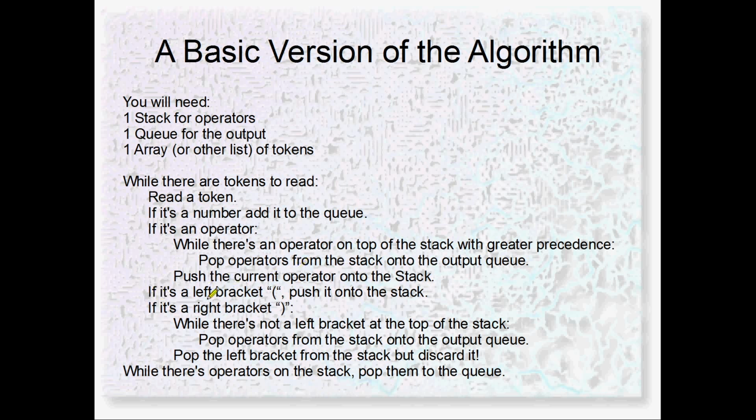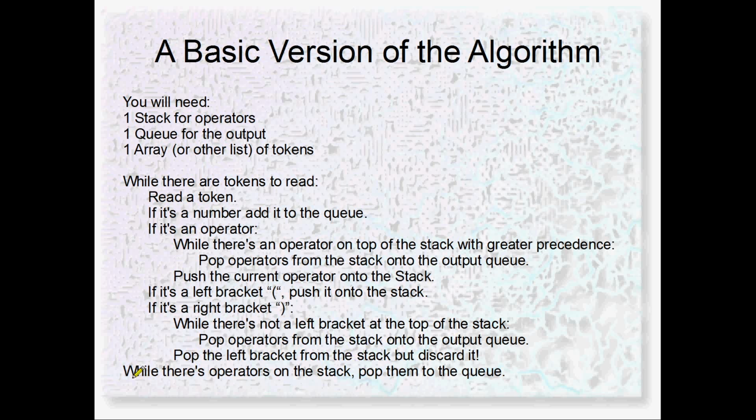Pretty good. Okay, if there's a left bracket, we don't count brackets as operators in the shunting yard. We count them as separate entities. So if the token that we read was a left bracket, we push it onto the stack. This is sometimes called the operator stack, because we push all of the operators onto this stack, and we push brackets on there as well. If it's a right bracket, however, then while there's not a left bracket on top of the stack, we pop operators from the stack onto the output queue. And after that, we pop the left bracket, but we don't push it onto the stack. We just discard it, throw it away.